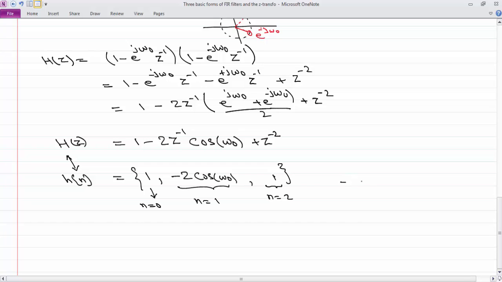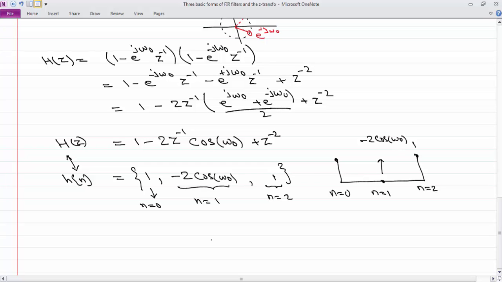So effectively, what this is saying is that the simplest notch filter has an impulse response where at n equal to 0 it is 1, and at n equal to 2 it is 1 also. And the value at n equal to 1 is determined by where you want the notch to be. It is minus 2 cosine of omega naught. So wherever you want the notch to be, that is what will determine the location of your notch.